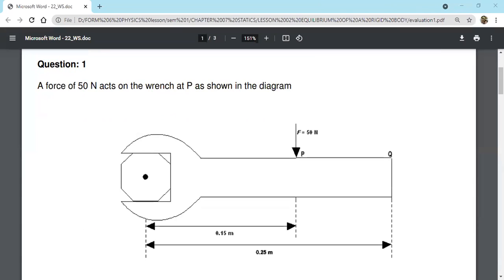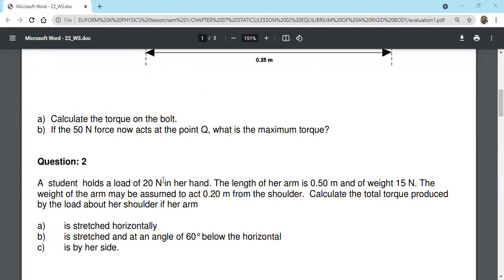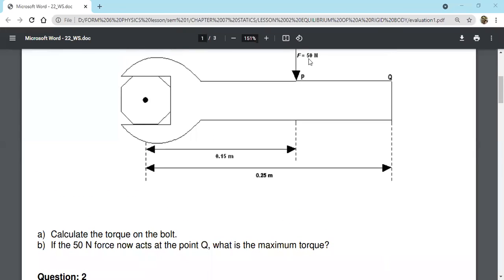So first, the force applied. That means the user holds the handle at a distance of 0.15 meter from the center of the nut. So A, calculate the torque on the nut. What is the torque on the nut? How much is the F?